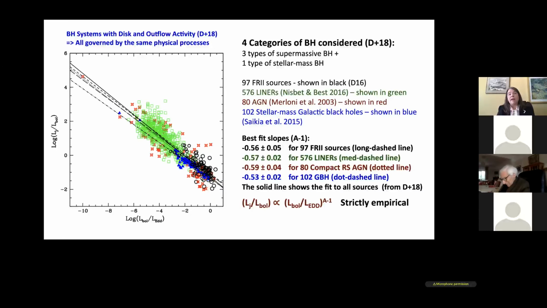And so I've taken this to mean that these sources are all governed by the same physics. They all have a very similar slope, same normalization, which has many factors, including the normalization from the FR2s, but it also has several other factors. And it can be described by this equation shown in the lower right. And this is a strictly empirical relationship. So there's no accretion disk model, there's no detailed model to obtain the beam power. That's all empirically determined.